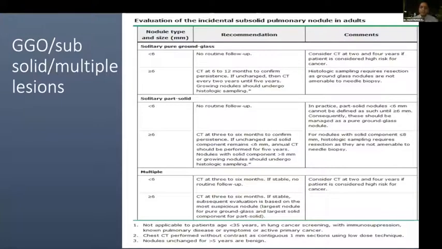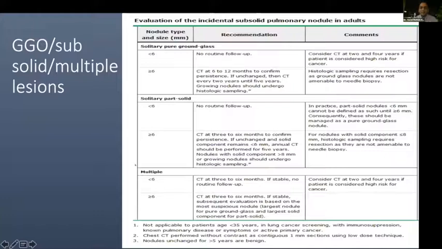Now, how about for the part solid lesions? So again, if they're under 6 mm, no routine follow-up. But more than 6 mm with a part solid GGO, again, CT scan at 3 to 6 months to confirm the persistence. So if they're unchanged, they recommend basically annual CT scans for up to 5 years to make sure nothing grows. If there's anything more than 8 mm, then you should suggest going for histological sampling.